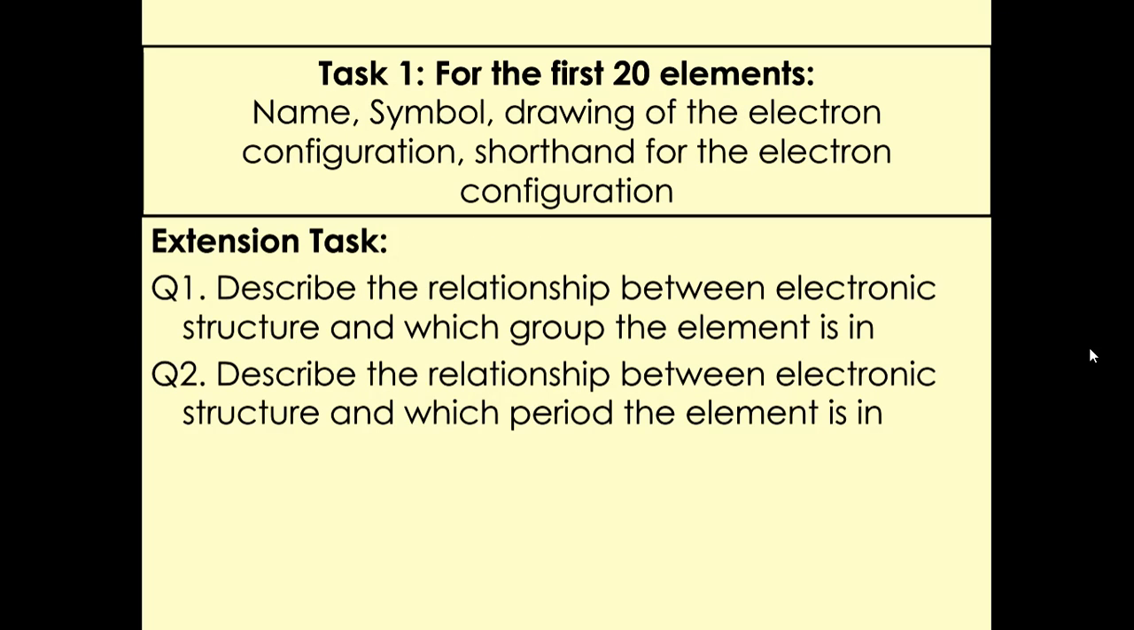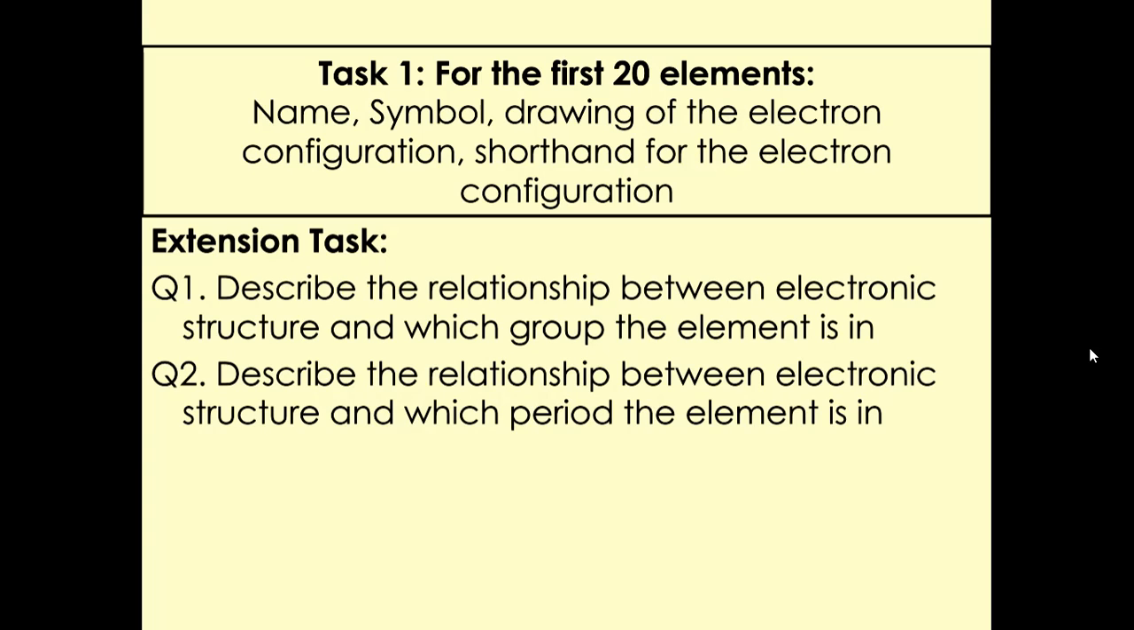Okay, so hopefully you've watched the video and you've done some practice of drawing electronic structures. So now what I want you to do is for the first 20 elements, starting with hydrogen, then helium, you need to write down the name, the chemical symbol, and then the drawing of the electron configuration, the shorthand for the electronic configuration. In your exam, you could be asked to do this for any of the first 20 elements.